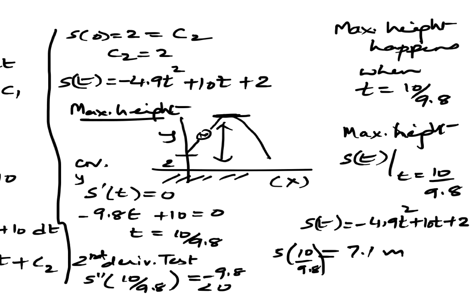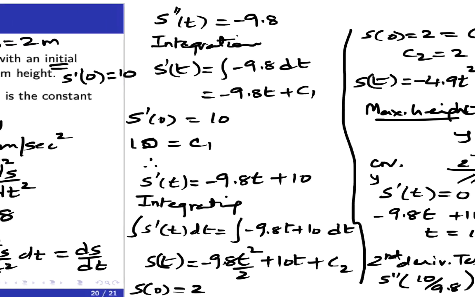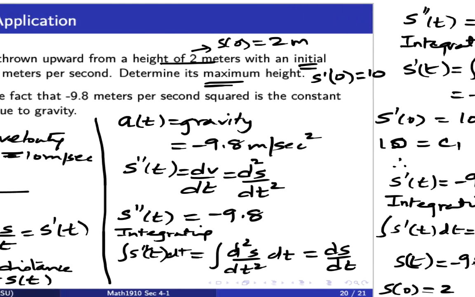Yes, it took a long time, but guys, we have the answer. So this is the maximum height, and the maximum height happens when time is 10 over 9.8 seconds. Remember, we're talking in meters per second. Yes, it took a long time to solve this whole problem.